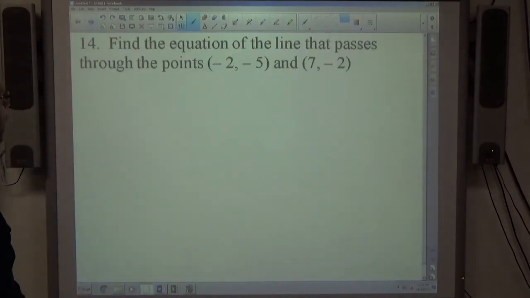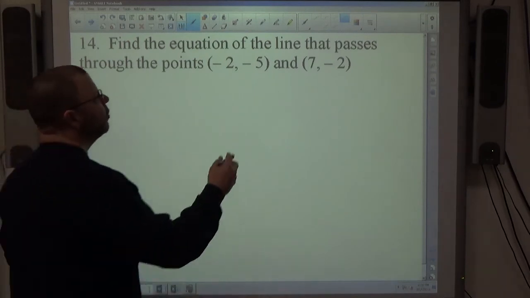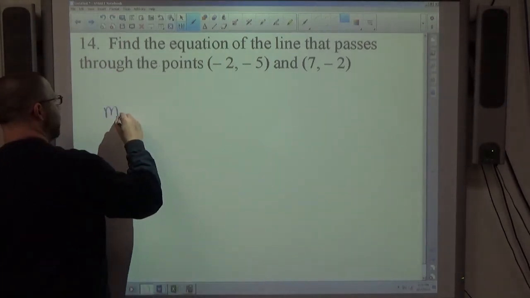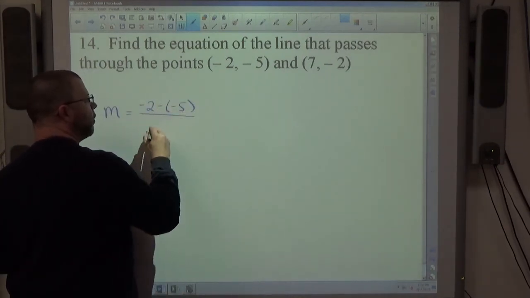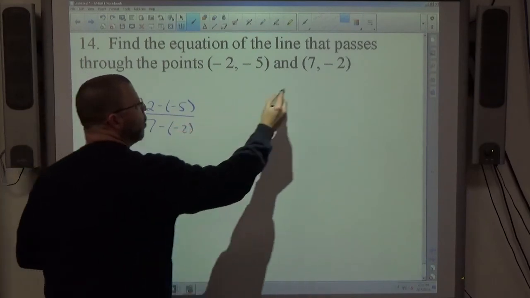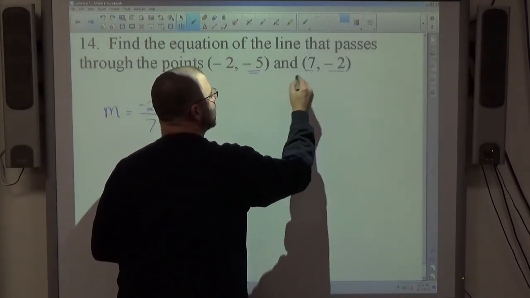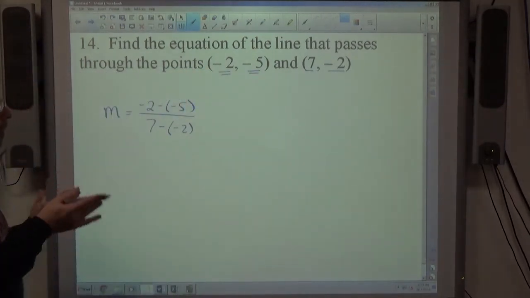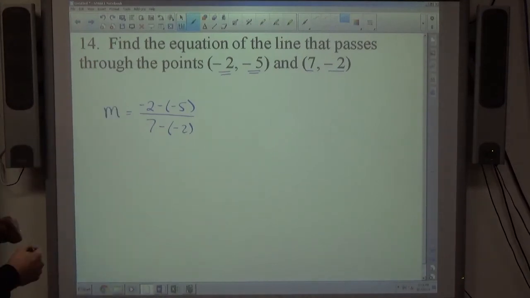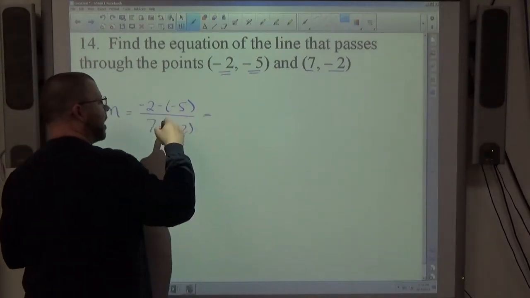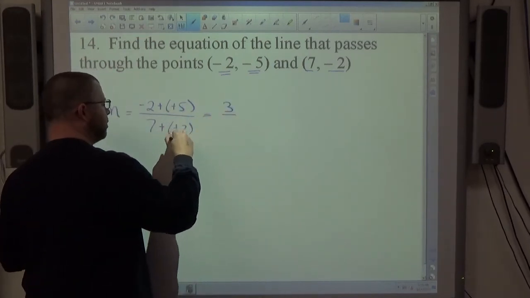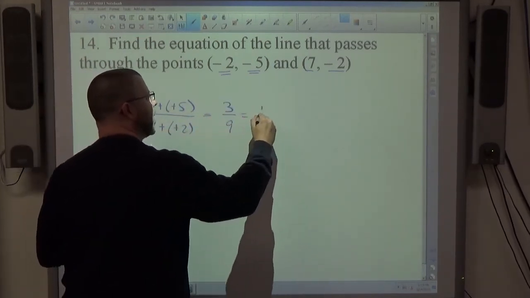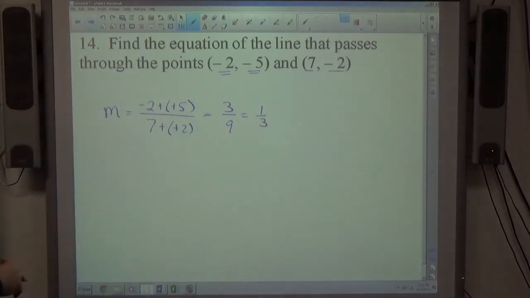Number 14, find the equation line that passes through the points. This is just a basic find the equation line problem. So job 1 is to find the slope. Slope is y2 minus y1 over x2 minus x1. Just one minus the other like that. Minus minus means plus. Minus 2 plus 5 is 3. Minus minus means plus. 7 plus 2 is 9. 3 ninths reduces to a third.